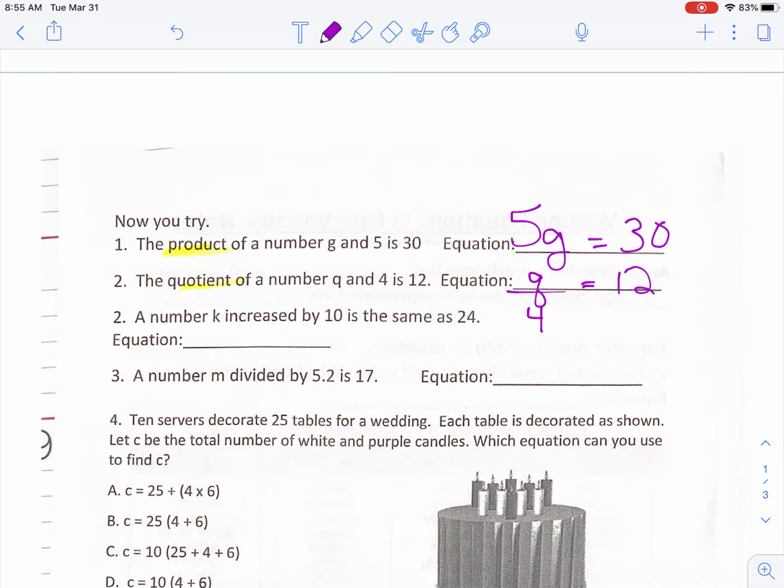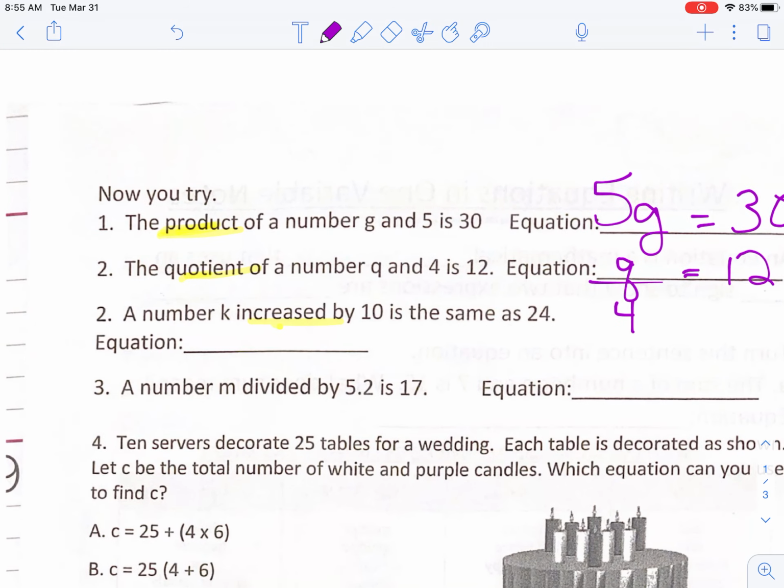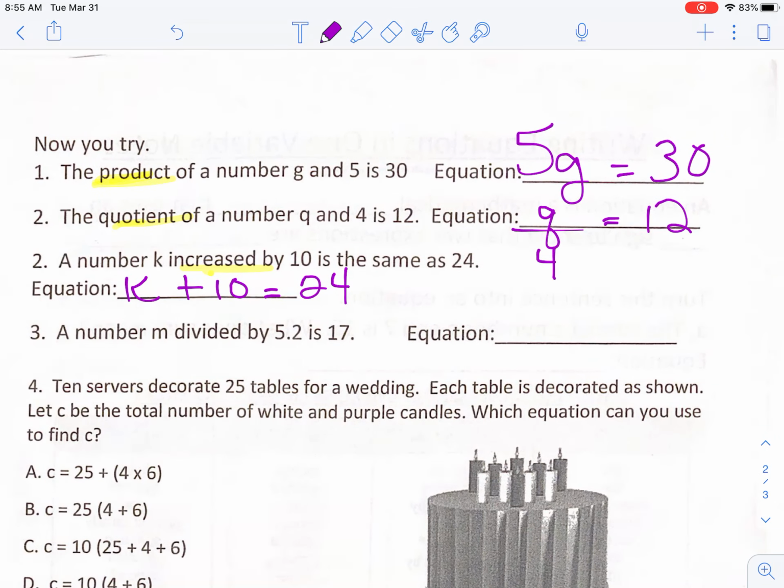Number 2 again. A number K increased by 10 is the same as, which again is just another way of saying equal, 24. So K increased by 10 is the same as 24.